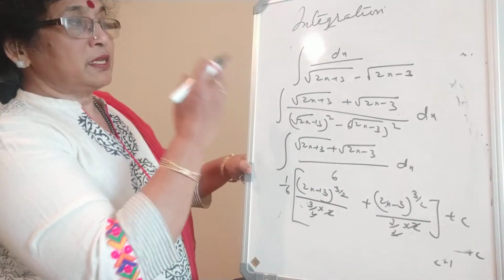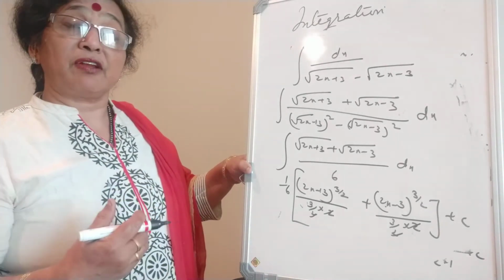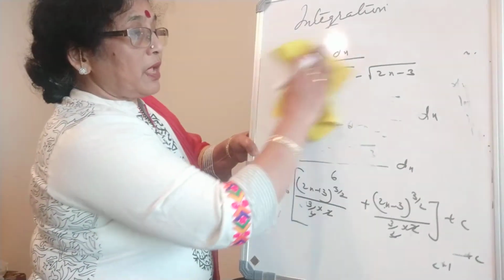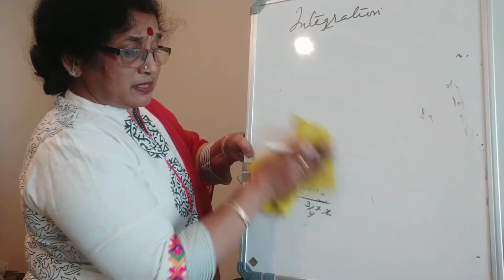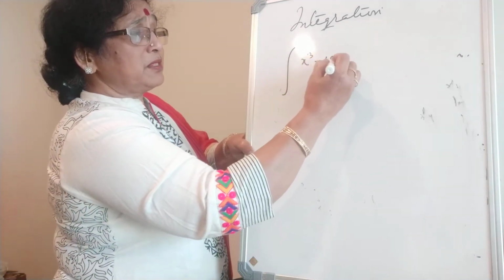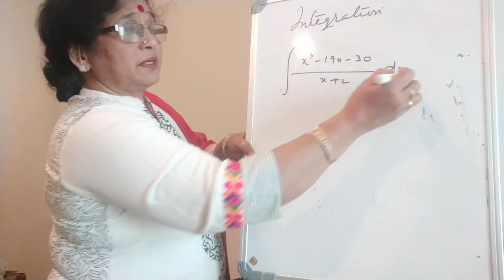So this is where you have to rationalize and get rid of the denominator. In the previous one, we factorized and got rid of the denominator. Am I right? And suppose you have something like this. Now I give something, I keep on giving sums. So you have this divided by x plus 2 dx.